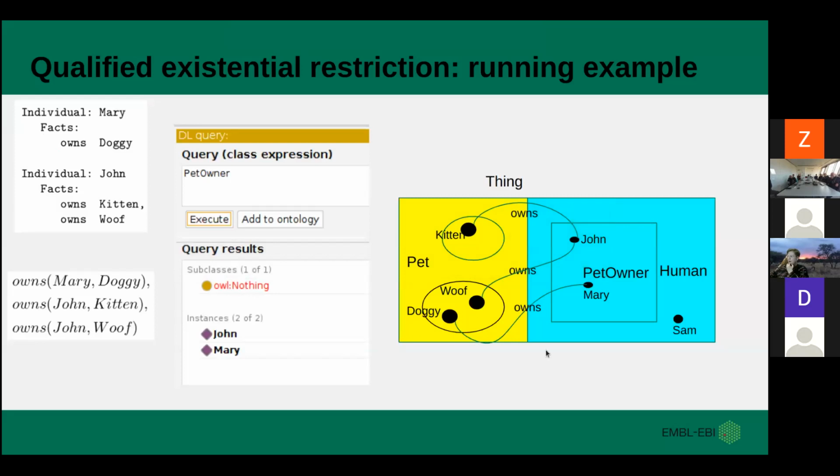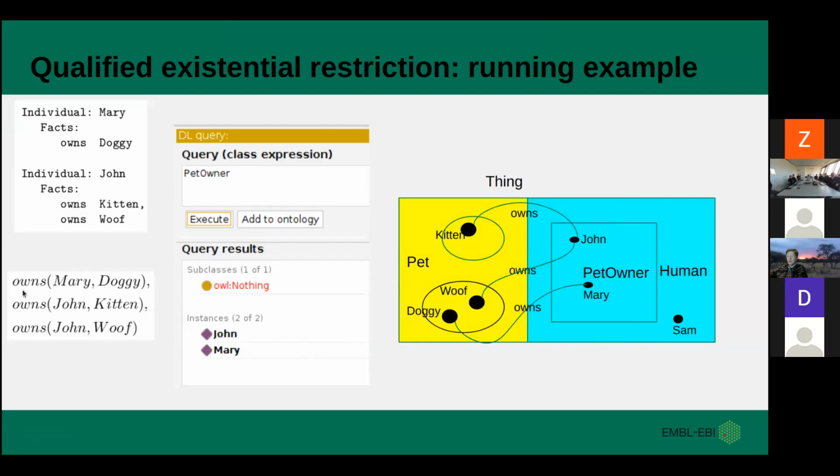Okay, and there I also have a graphical representation of this again. You have your set of humans, you have your pet owner. John is a pet owner there. He has a link to Kitten and a link to Wolf. Mary has a link to Doggy. And Sam here, at this stage, as far as we know, doesn't own anything, or at least not for our ontology's purposes. We are not aware of that.